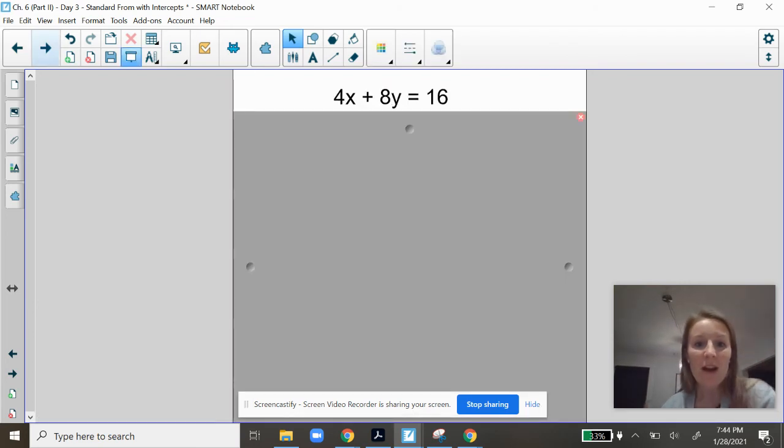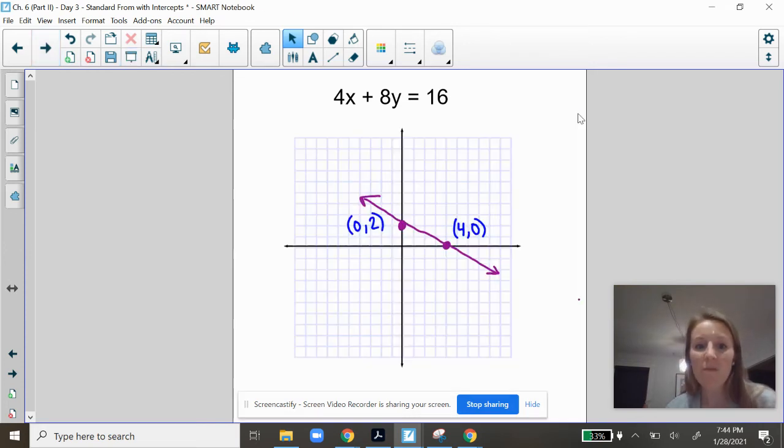Amazing. All right, let's try one more. 4x + 8y = 16. Try the cover-up method. All right, you're back. Here we go. Hopefully you got a y-intercept of (0, 2) and an x-intercept of (4, 0).